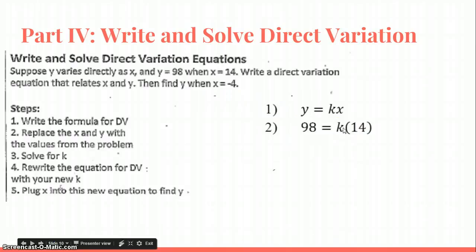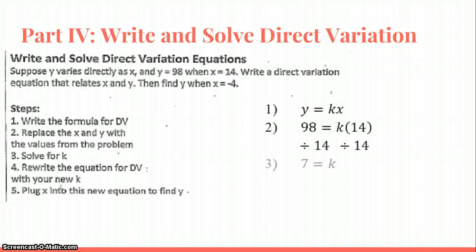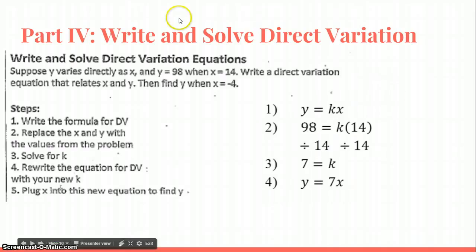Now the only number we don't know is k, and so we'll use our rules for solving equations to solve for k. Divide both sides by 14 to get k by itself, and we'll end up with k equals 7. Once we know that k equals 7, we now have the information we need to rewrite a direct variation equation with k in it. Because remember, we started off with y equals kx. Now we know what k is, so now we can have y equals 7x. And that is our direct variation equation for this problem. That's the one that's going to relate x and y as y varies directly as x, to use the formal lingo here.